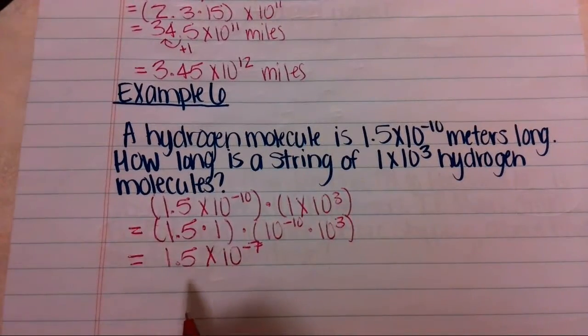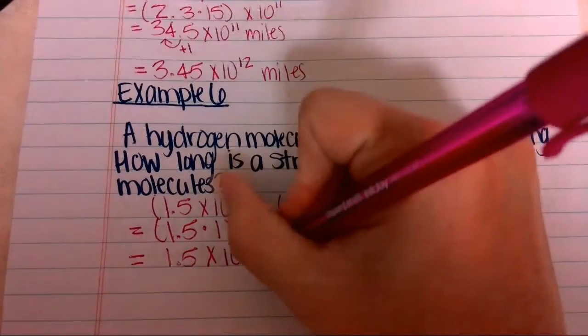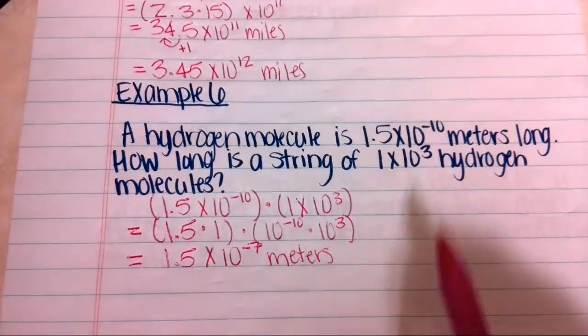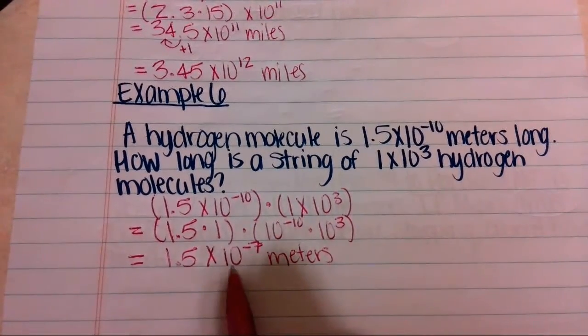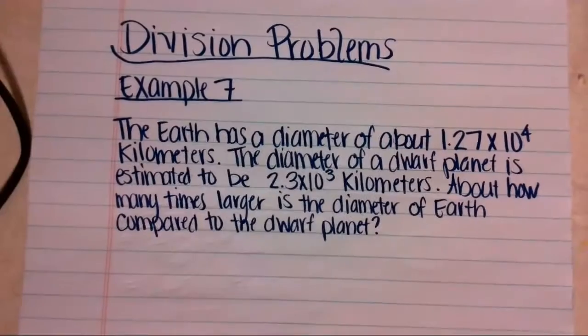The only thing I need to add right now are my units, and we have meters. So this says that 1,000 hydrogen molecules would be 1.5 times 10 to the negative 7 meters long. Okay.